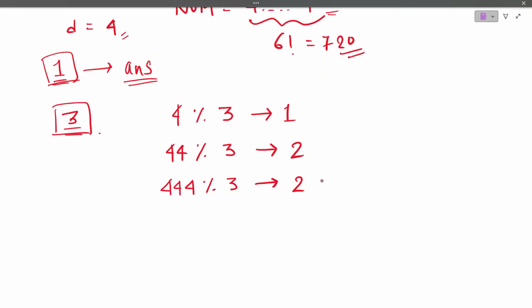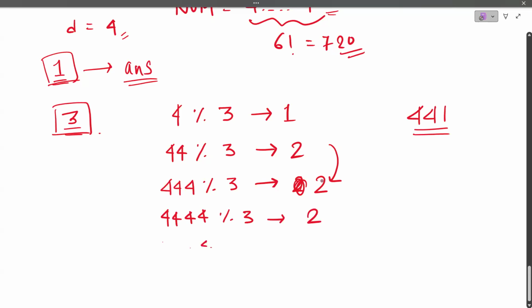Just a second, let me check if I'm right. Okay, I think I'm wrong. 441 is divisible by 3, right? So this should be 2. You have to realize one thing: since things have started repeating once, it will keep on repeating. Like 4444 modulo 3 would again be 2. And when you keep on concatenating 4, you will always get the value modulo 3 as 2 only. The value modulo 3 will never change.